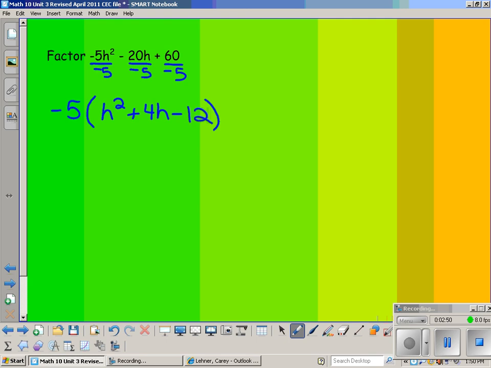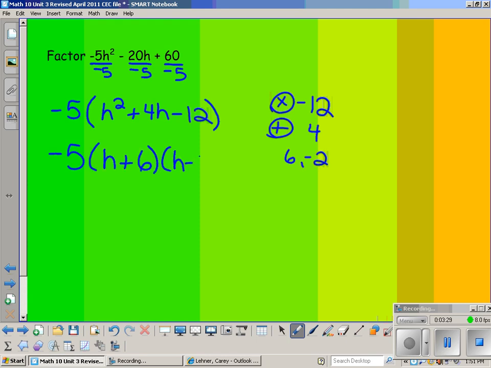So again, now I have to check. I might be done, or I might have to go further. 3 terms. I can use the box method, or I recognize that that h squared has a coefficient of 1, so if I remember the shortcut, I can use the shortcut. The shortcut is, I'm looking for 2 numbers that multiply to my last term and add to the middle one. Well, 6 times 2 multiplies to 12, and if I go 6 subtract 2, I will get 4. So I will have h plus 6 and h minus 2.